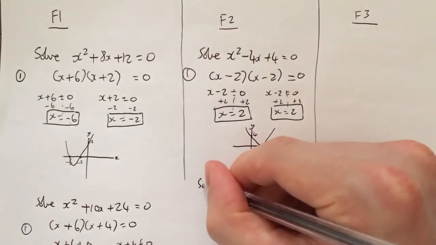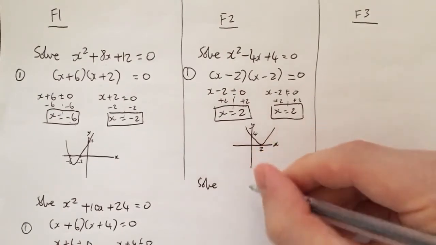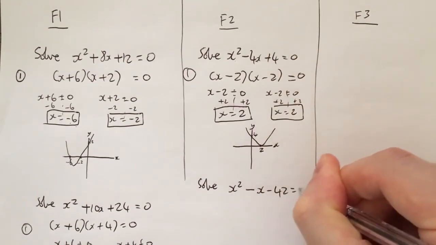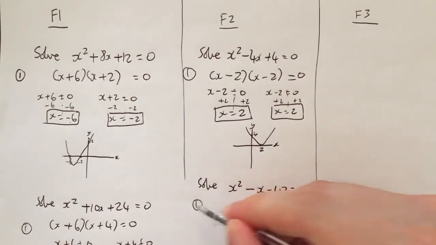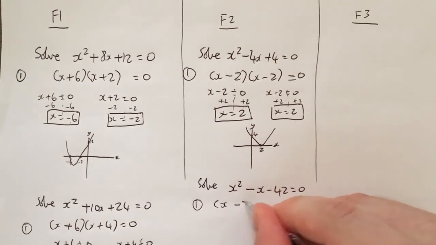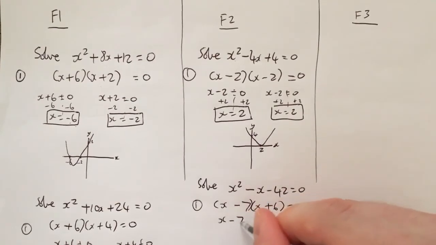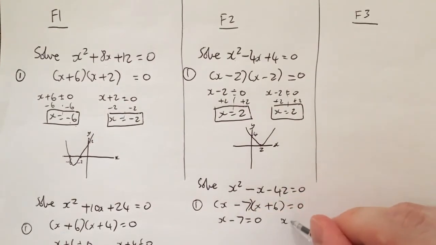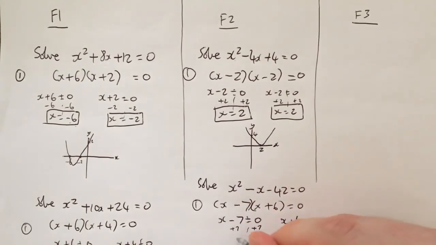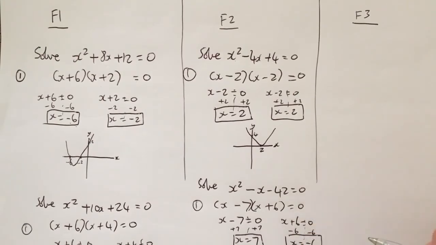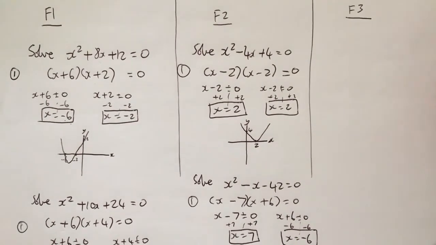Very quick second example, without drawing the graph this time. Solve x squared minus x minus 42 equals 0. Can I factorise it? Yes, you can. So it'd be x minus 7, x plus 6 equals 0. And then separately, we'd look at that, x minus 7 equals 0, x plus 6 equals 0. This time I try not to go off the page. So add 7. X is positive 7. Then I'd minus 6. X equals negative 6.